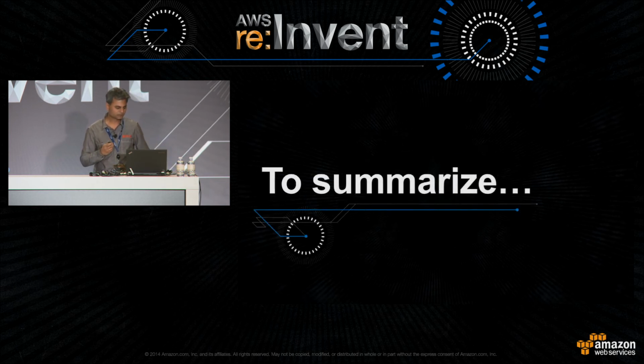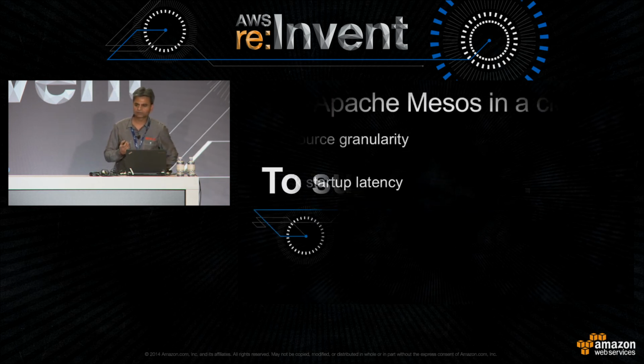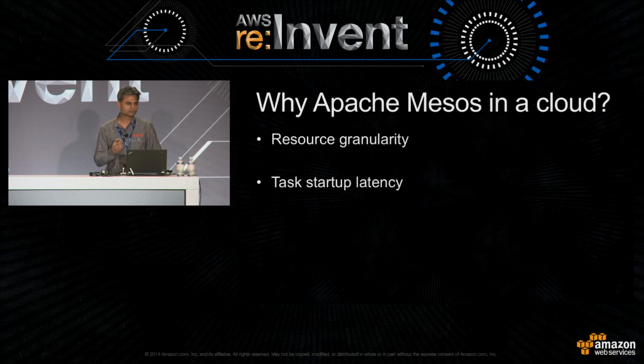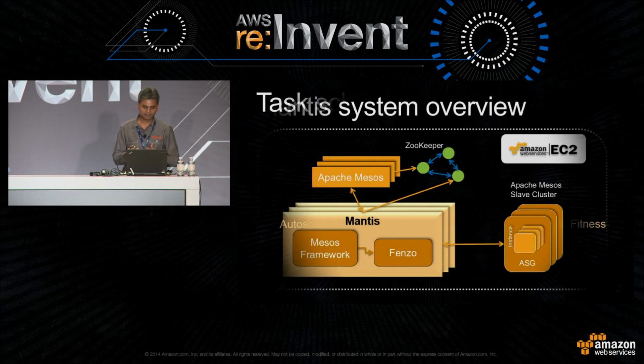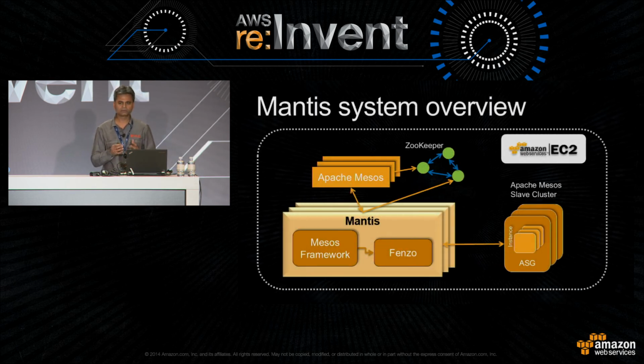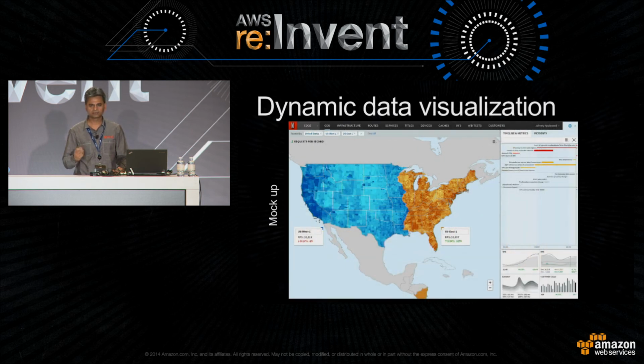So to summarize, we looked at why Mesos could be a good candidate in an elastic cloud for resource granularity and task startup latency reasons. And Fenzo lets you schedule resources to tasks and achieve customized optimizations. And I showed you how we're building a stream processing system that uses Fenzo to do stream processing for live events to build the data visualization.